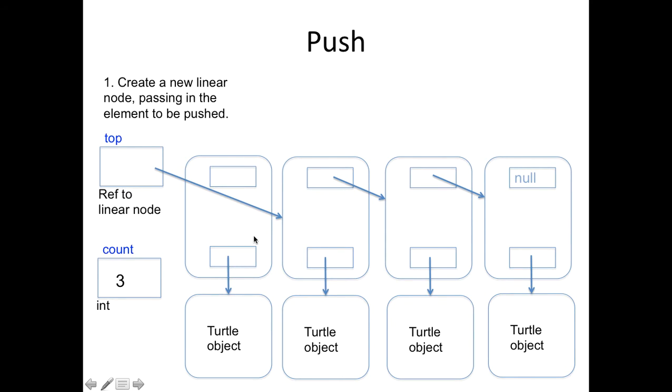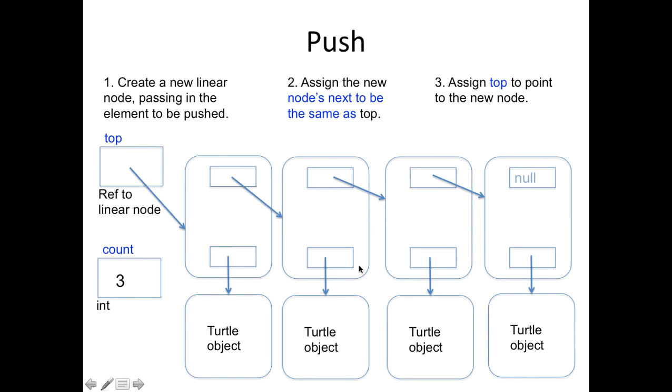The next thing we need to do is assign the node's next to be the same as whatever top is. So we're basically copying this memory location over into this slot. Now both of these are pointing at this element in the stack. The next thing we need to do is change top so that instead of pointing at this one, it's now pointing at this linear node. And of course, the last thing we have to do is increment our counter so that it shows that we have 4 turtles in our stack. So that's the basic push operation.